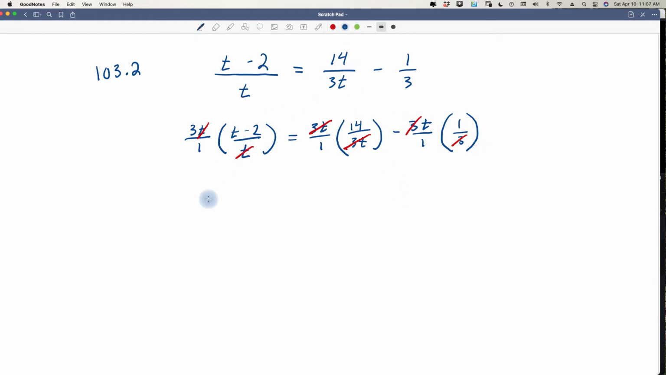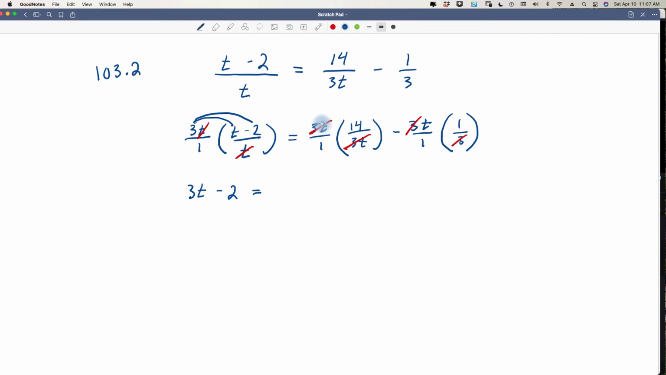Let's go and do the multiplication. So we have 3 times t. We're going to use our distribution rainbow, right? 3 times t is 3t. 3 times negative 2 is negative 2. And the only denominator we have left is over 1. So over 1 means it's a whole number, so it's already by itself.